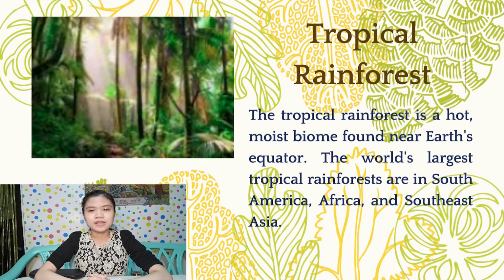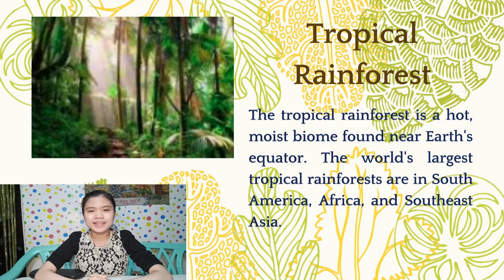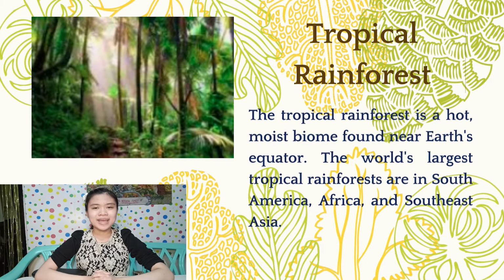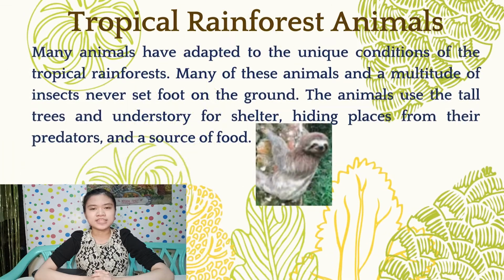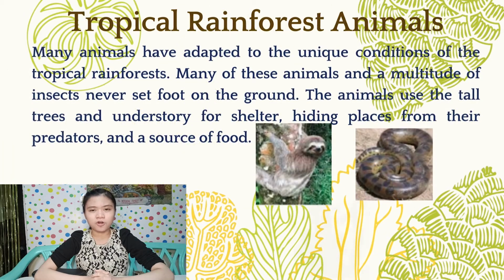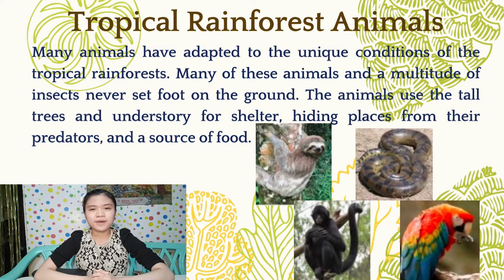The tropical rainforest is a hot, moist biome found near the Earth's equator. Here in the Philippines, we have many tropical rainforests. Many animals have adapted to the unique conditions of the tropical rainforest. For example, the sloth uses camouflage and moves very slowly to make it difficult for the predator to spot, while the spider monkey has long, strong limbs to help it to climb throughout the rainforest trees.